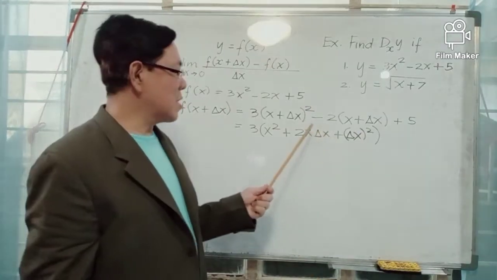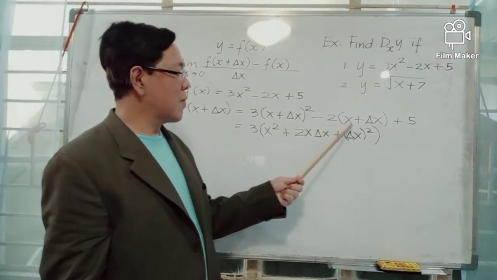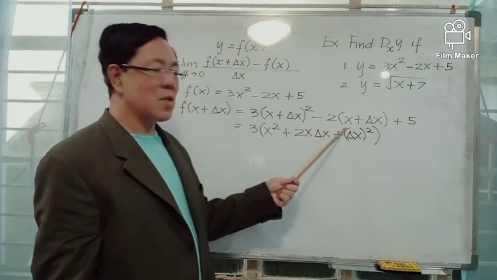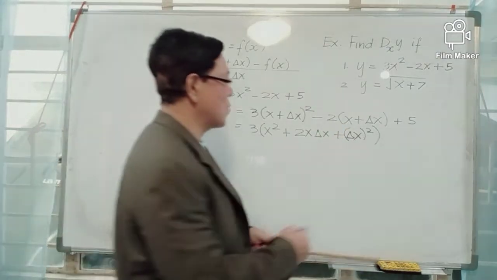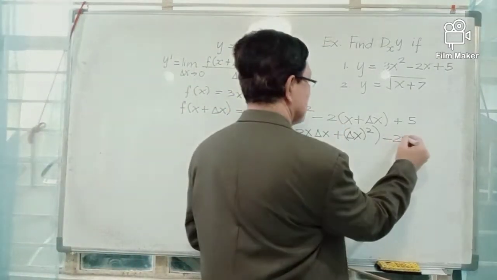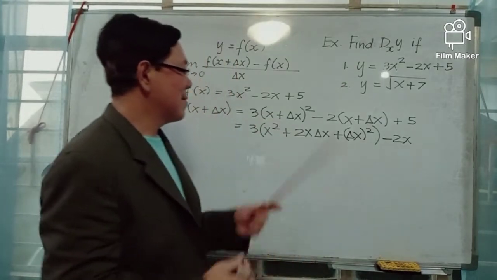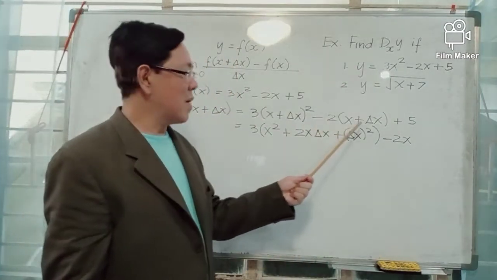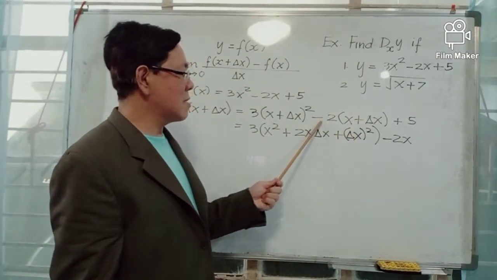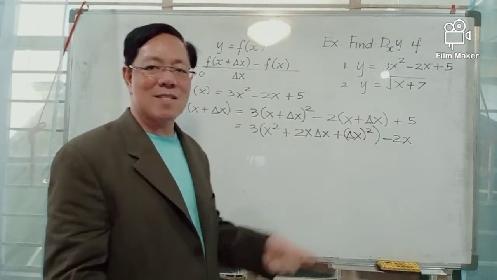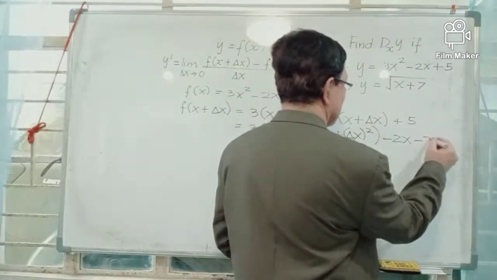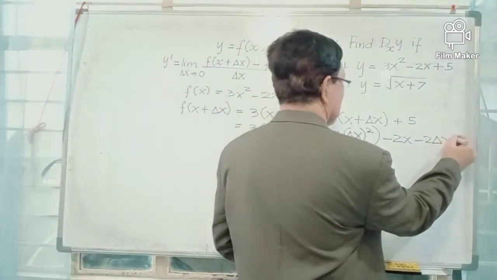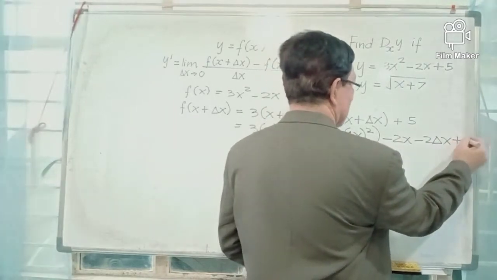In the second term, we distribute negative 2 over addition. Negative 2 multiplied by x is negative 2x. Negative 2 multiplied by positive delta x is negative 2 delta x. And the constant term, plus 5.